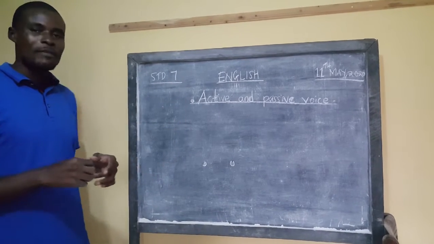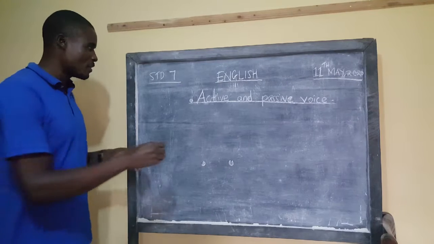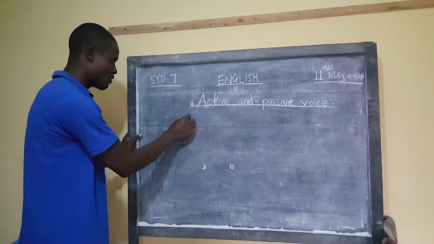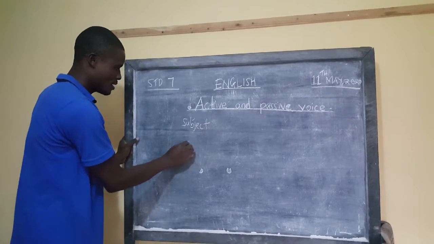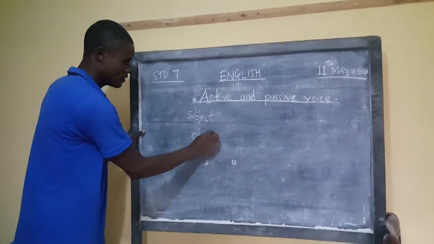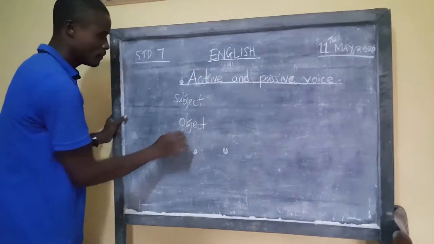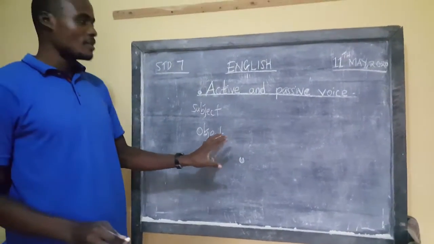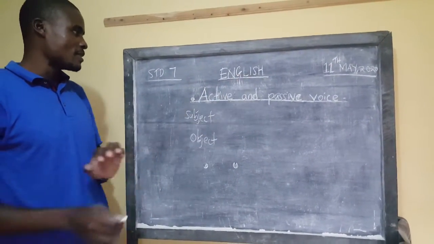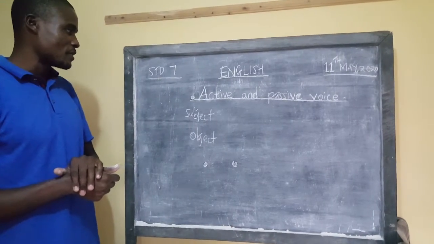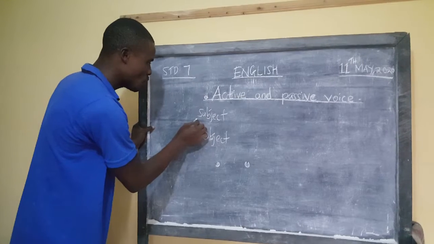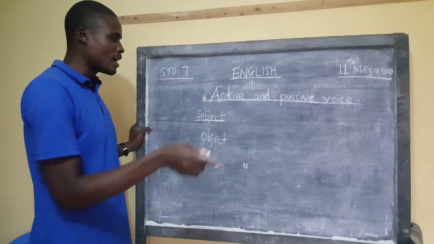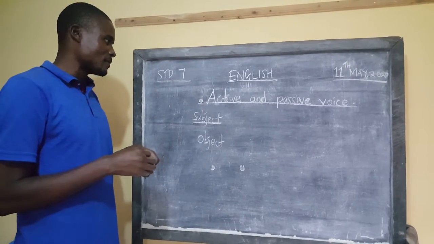So we are going to start by looking at the meaning of a subject and an object, because subject and object is what entails the active and passive voice. So in the active voice, we are going to look at the subject. The subject will come first in the sentence.